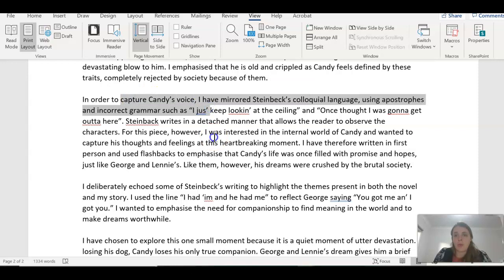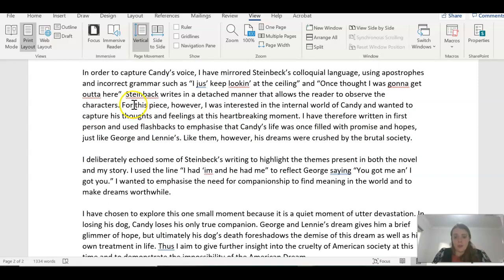Here, I'm talking about the author's language choices and therefore my language choices, and I'm explaining them. So you can see here I've used colloquial language, I'm using apostrophes to represent this, and I'm quoting myself once again.